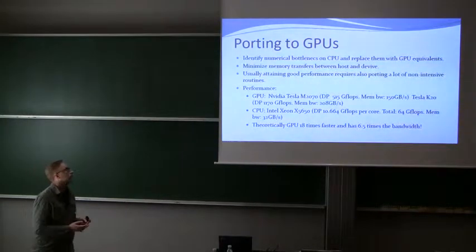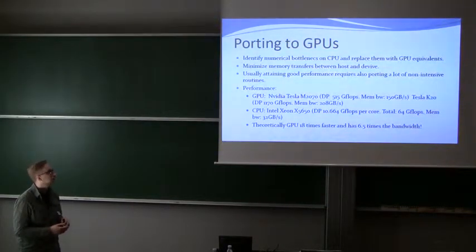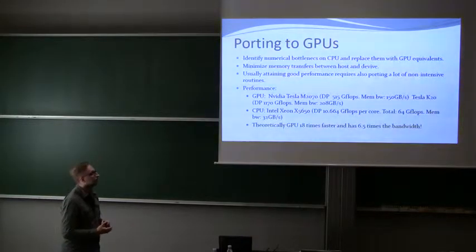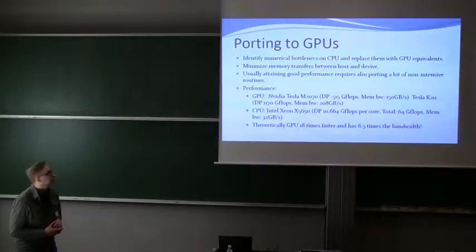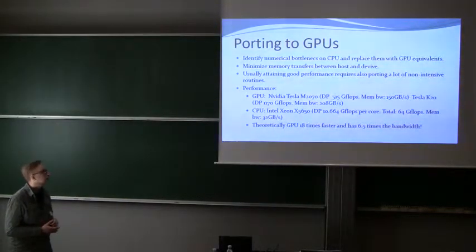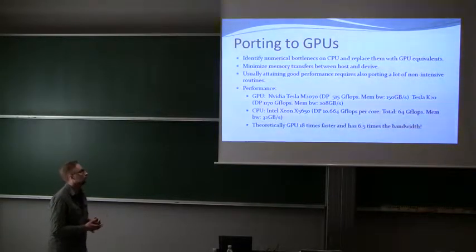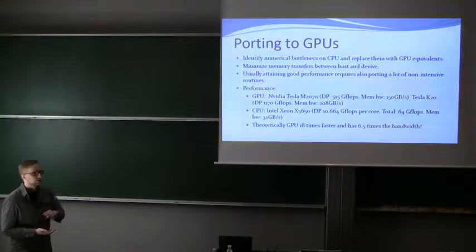Generally, when you are porting an existing application to GPUs, you first need to identify the numerical bottlenecks in your code and try to replace the CPU implementation with GPU ones. This is the approach we have used in this project. Usually, if you want good performance, you also need to port other functions which may be non-intensive, to minimize memory transfers. But this means writing a lot of small functions for GPUs, which might not be so efficient.